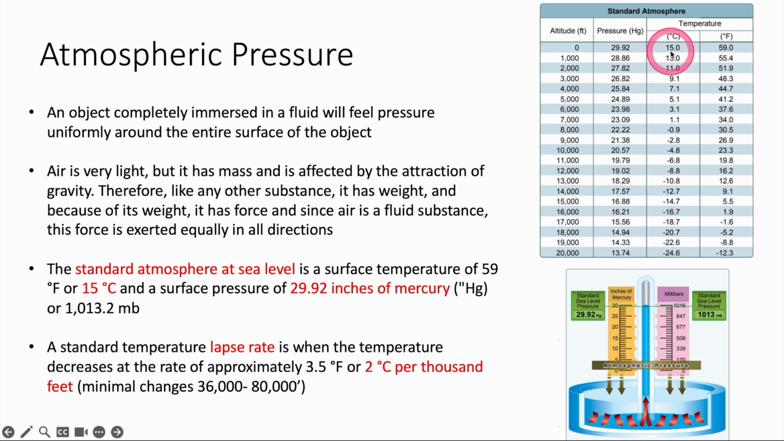Temperature also decreases. So if at sea level we have 15 degrees Celsius, at 20,000 feet we have negative 24. So the takeaway from that is that as you go up in altitude, pressure and temperature decrease.